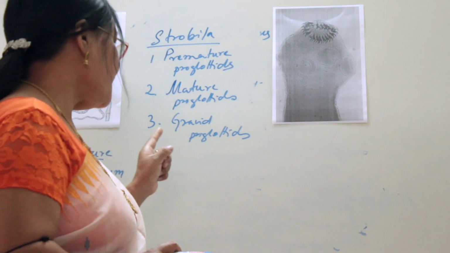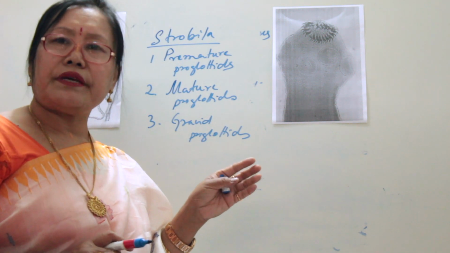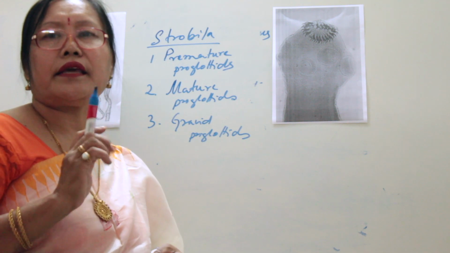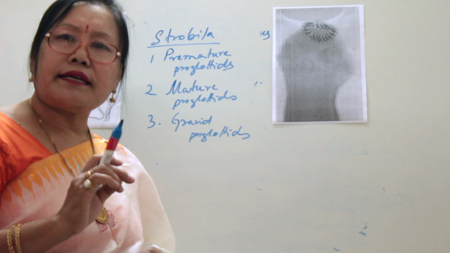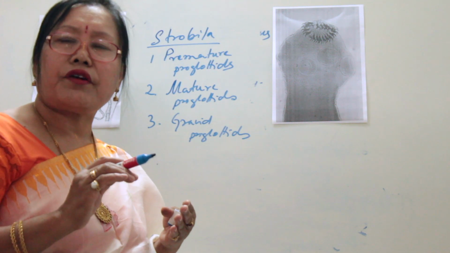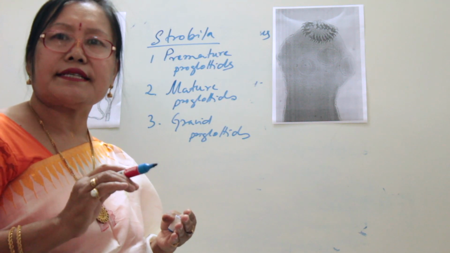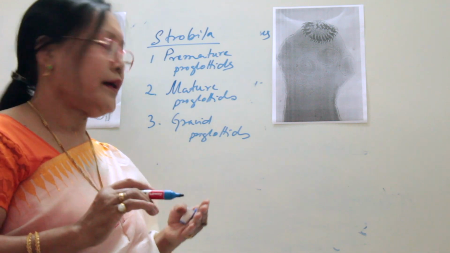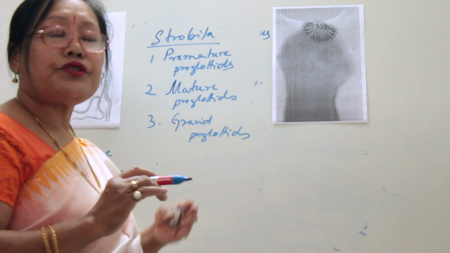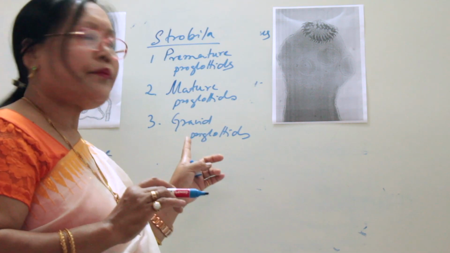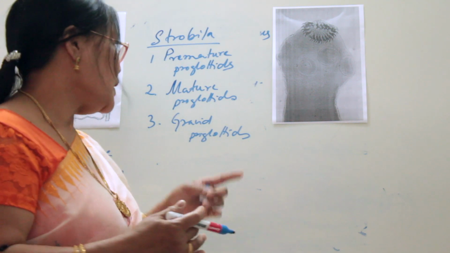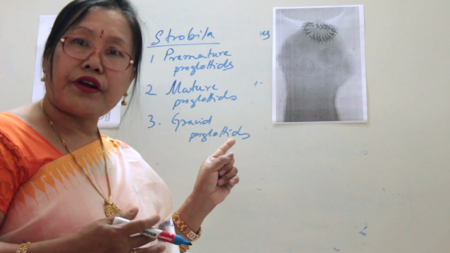So, the proglottids are again divided into 3 parts. The proglottids near the neck region are known as the immature proglottids, which contain immature eggs. In the middle region are the mature proglottids, which contain mature eggs. At the posterior-most end of the strobila is the gravid proglottid, where mature eggs are present. These tapeworms are also hermaphrodite.